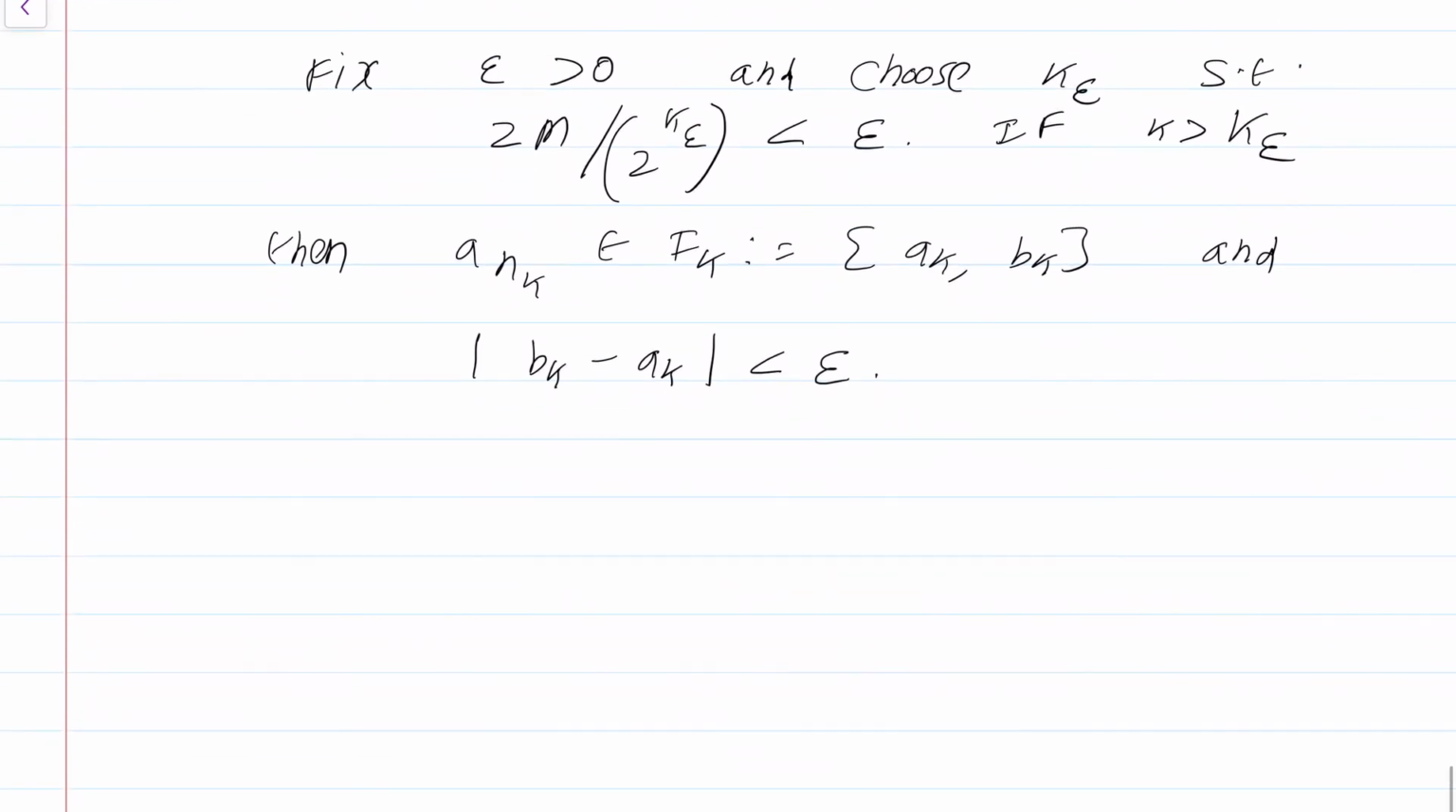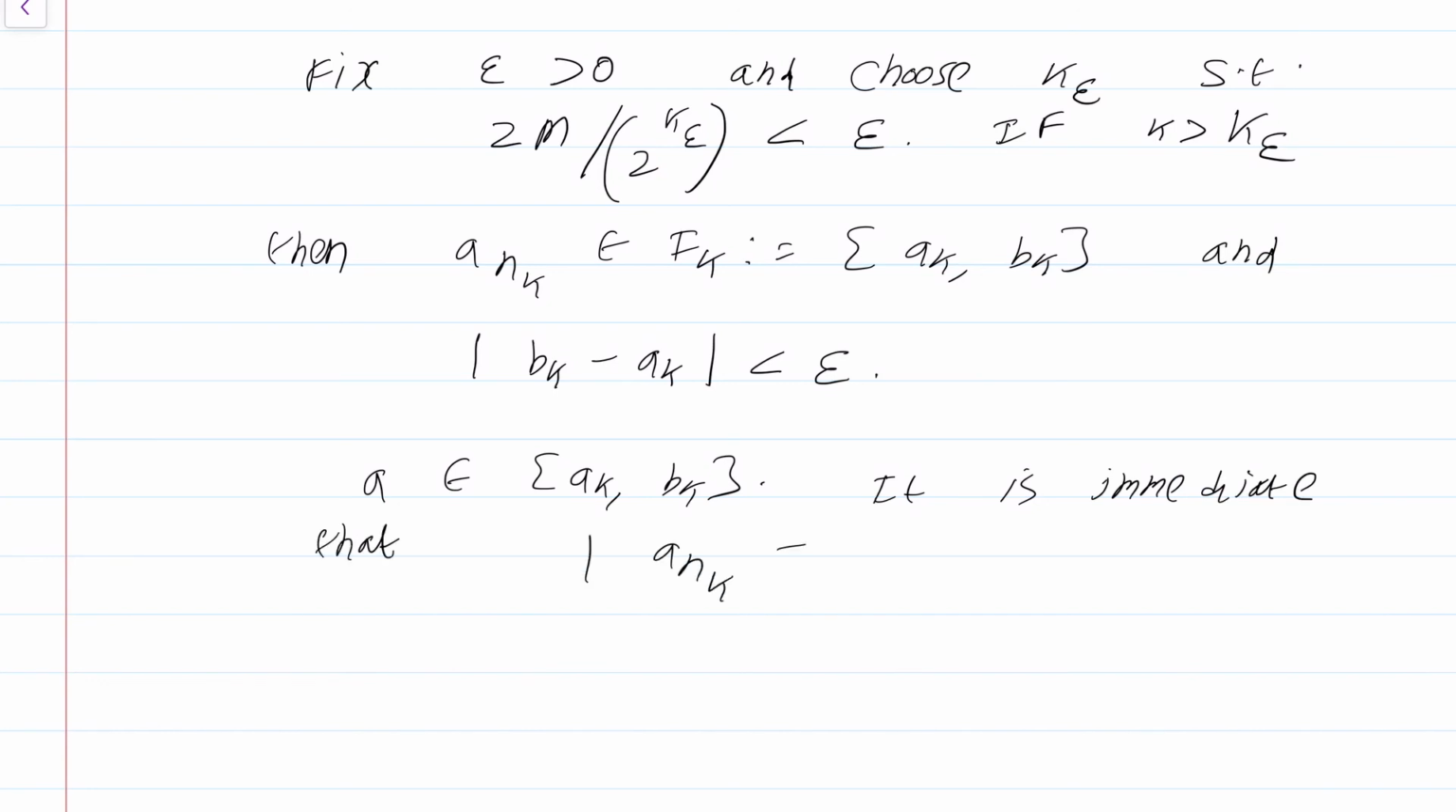Okay, and notice also that A is present in [ak, bk]. It is immediate that mod a_{nk} minus A is also less than epsilon, because A is also falling in this interval [ak, bk]. Okay, so this shows a_{nk} converges to A.